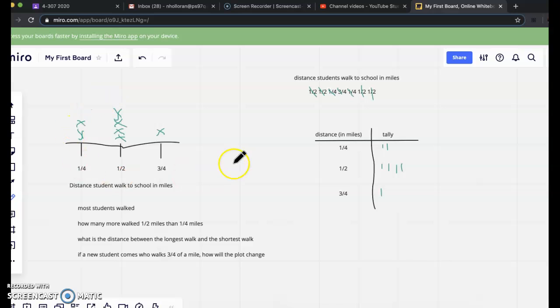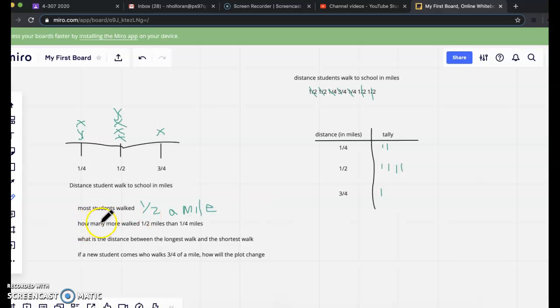Okay, so we did it. Now we're going to try and answer these questions. Most students walked how much? Okay, the most students walked this. Look, they have the highest line. So most students walked half a mile. It's harder to write on this than you would assume.